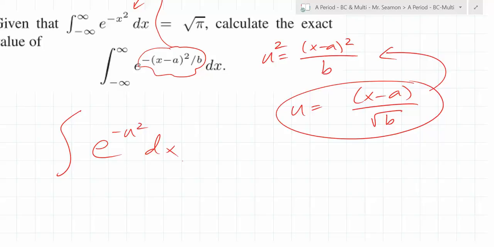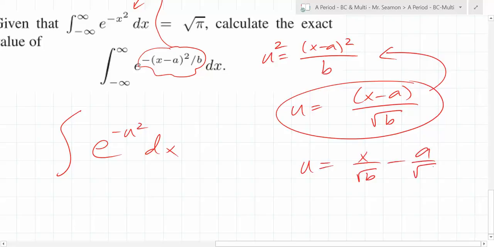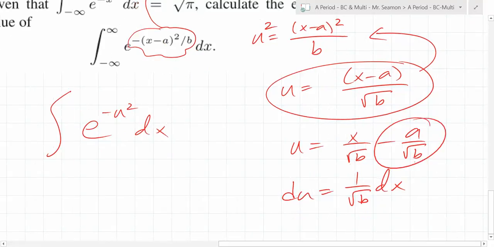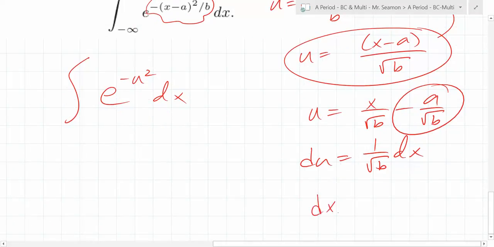So we need to replace dx with something du, right? How do we go about finding that? Taking the derivative of the substitution. U is equal to x over the square root of b minus a over the square root of b. Since x is the only variable in there, du is just 1 over the square root of b dx, because the derivative of the constant is gone. So dx equals square root of b du.